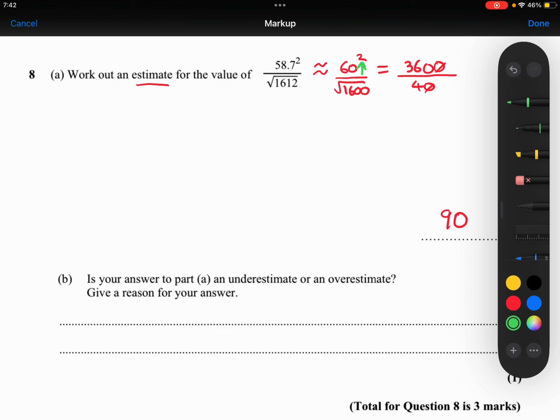The 1612, I made that smaller. I made that go down to 1600. So what I've ended up doing is I've done a bigger number divided by a smaller number. A bigger number divided by a smaller number will mean the result will be bigger than I expected it to be. So it's an overestimate.